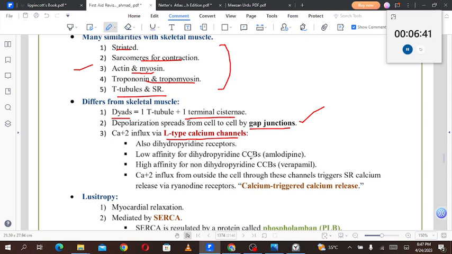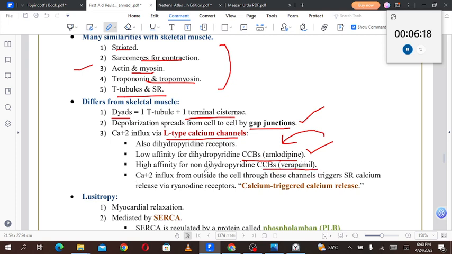Low affinity for dihydropyridine calcium channel blockers, amlodipine. So L-type calcium channels have low affinity for the dihydropyridine type of calcium channel blockers, for example amlodipine. I guess verapamil is going to work on the heart, while the dihydropyridine calcium channel blockers, like amlodipine, are not going to act on the heart. They have weaker activity in the heart. High affinity for the non-dihydropyridine CCBs, for example verapamil.